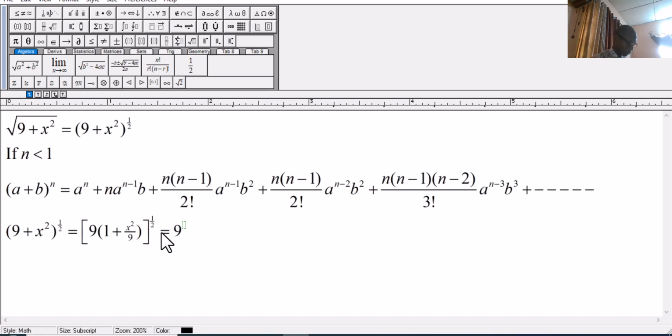So you now have 9 to the power of half times 1 plus x squared over 9, all to the power of half. So this one, 9 raised to the power of half, is 3. So I copy that and paste it, so we can now start to solve this problem.